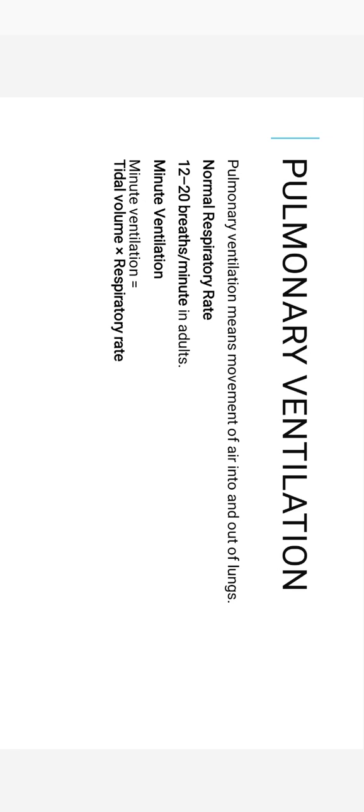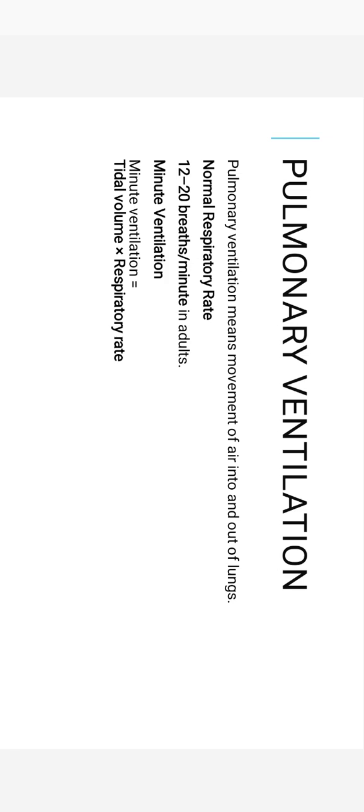Next, pulmonary respiration, pulmonary ventilation. Pulmonary ventilation refers to the movement of air into and out of the lungs. The normal respiratory rate in adults is approximately 12 to 20 breaths per minute. Different lung volumes help us understand different respiratory functions. The first is tidal volume, which refers to the amount of air inhaled or exhaled during normal breathing. It is approximately 500 milliliters in adults.